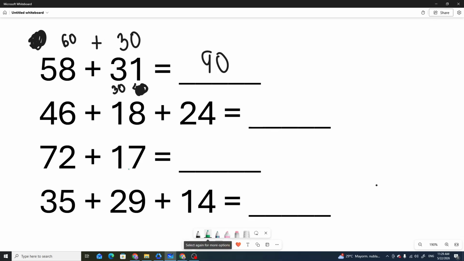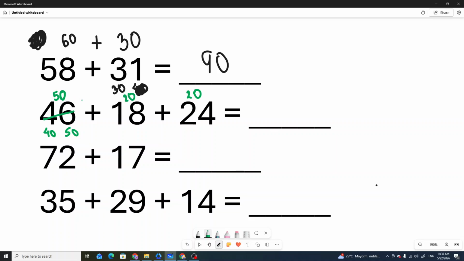Okay, I'll do another one. So now 46, that number is between 40 and 50, right? If the ones place is 5 or greater, you have to round up. So you cross out that 6, and it becomes 50. And 18 will become 20 because it's very close to 20, and 24 is going to be 20, you round down, okay? So if the number is 5 or greater than 5, you round up. If the number is less than 5, you round down, okay?